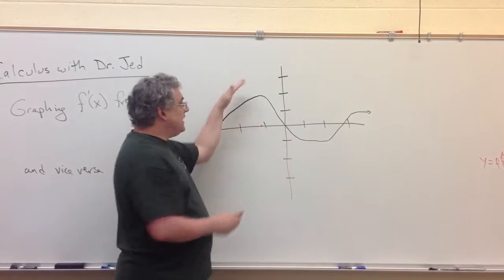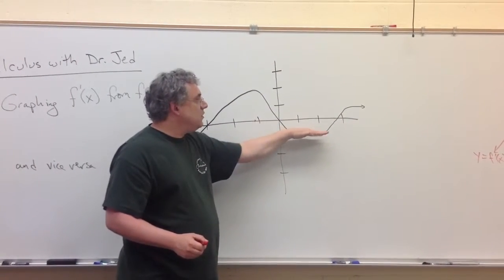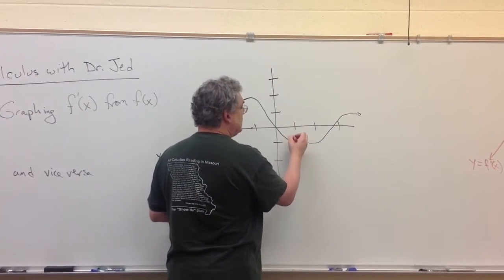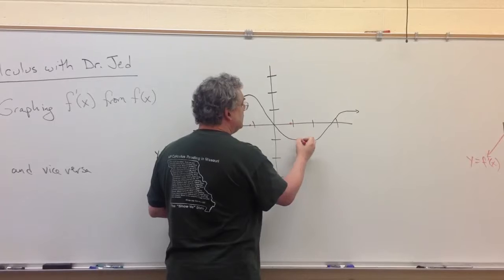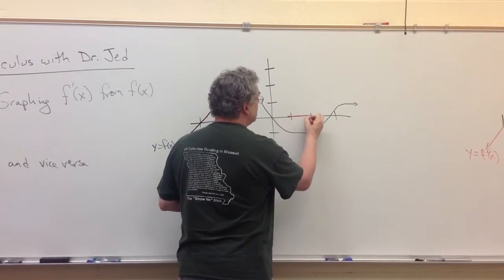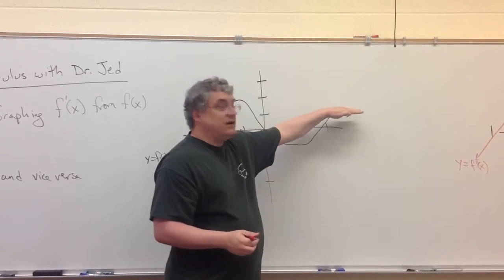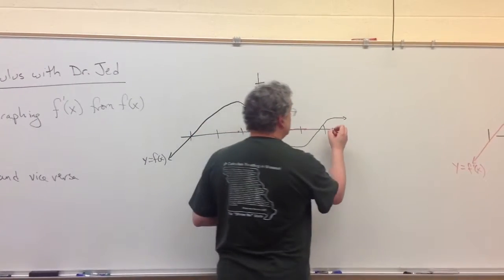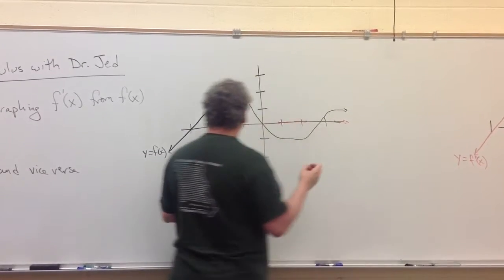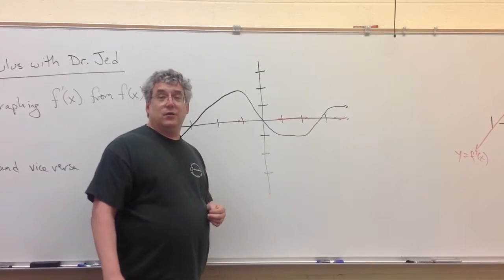So where else is it flat? Well, actually, basically all of that. From about here to about here. Where else is it flat? Anywhere? It flattens out right about here. And it says it goes straight. So those are our points where the derivative is zero.